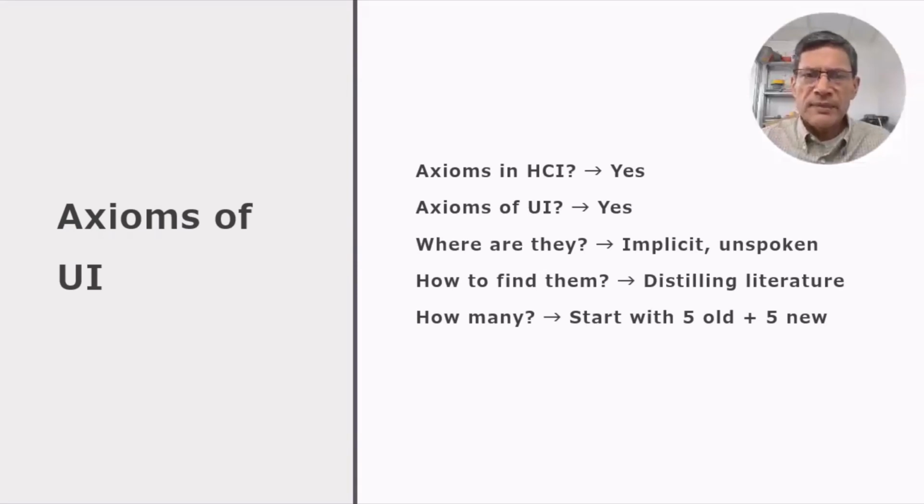How do we find axioms for user interfaces? We need to carefully review the literature regarding user interfaces, and after distilling that literature, we will be able to identify the main axioms behind it. How many axioms do we have for user interfaces? We will start with 5. We will call them the old axioms, and we will also state another 5 new axioms to respond to new trends, new technologies, new ways in which people use technology.